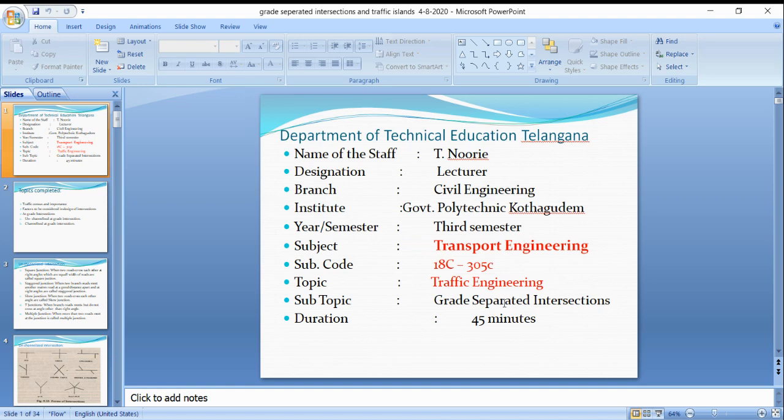I am from civil engineering, working at Government Polytechnic Kottagudam. My subject is transportation engineering. In that, I'm going to discuss grade separated intersections.